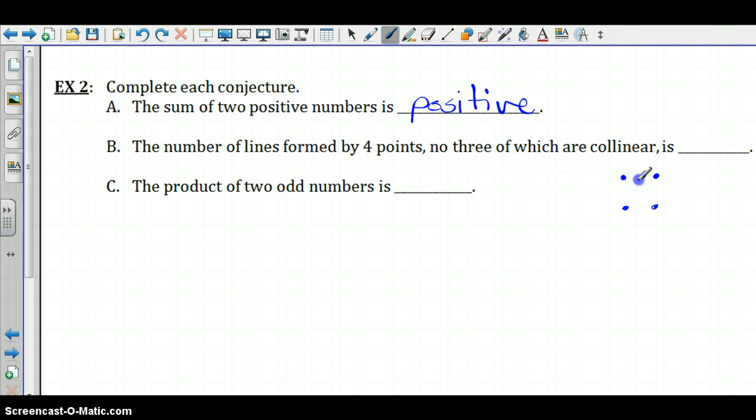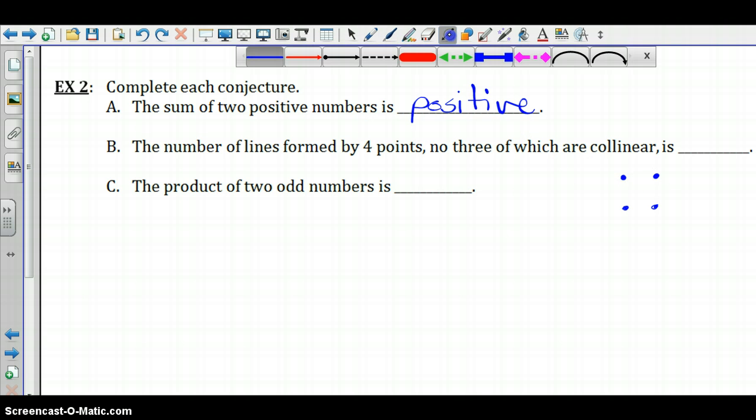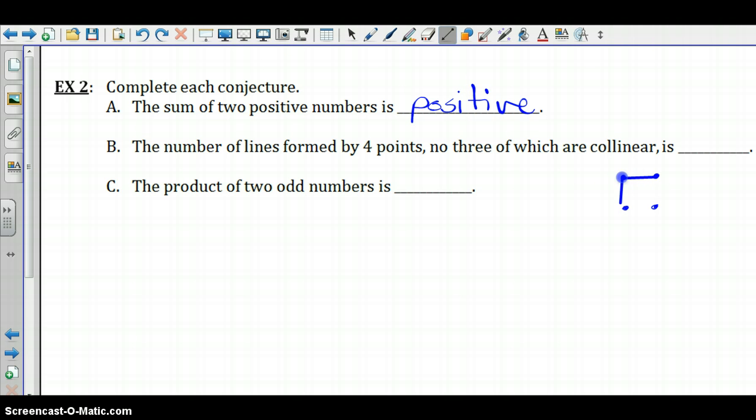So if I connect these points with lines, let's see how many different lines I can come up with. I can connect these two, these two, these two, these two. But I can also connect diagonally this way and this way. Now, I don't think I can draw any more lines to connect the points without overlapping lines that I've already drawn. So if we count those, 1, 2, 3, 4, 5, and 6, that is our answer. The number of lines formed by 4 points, no 3 of which are collinear, is 6.